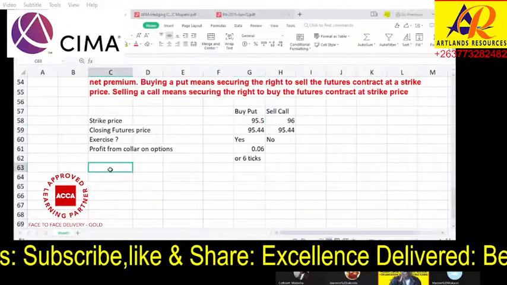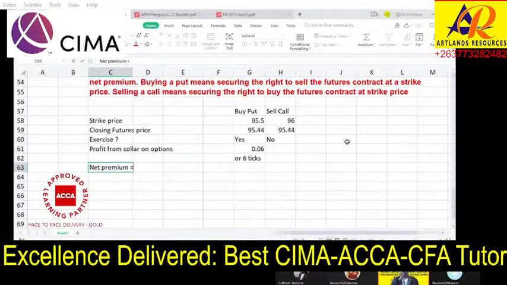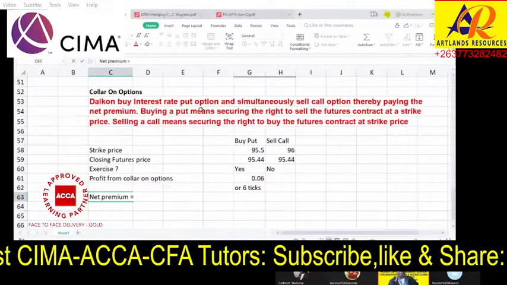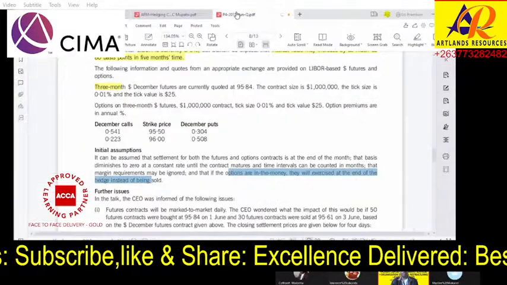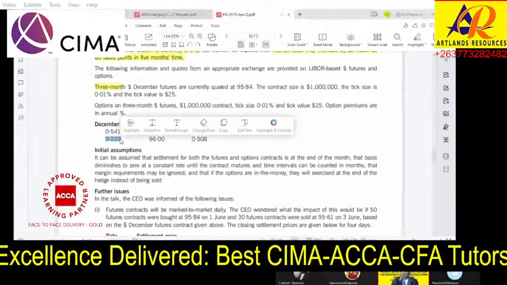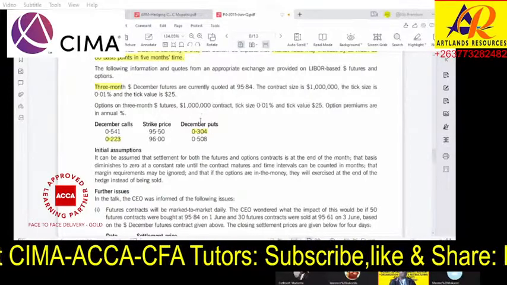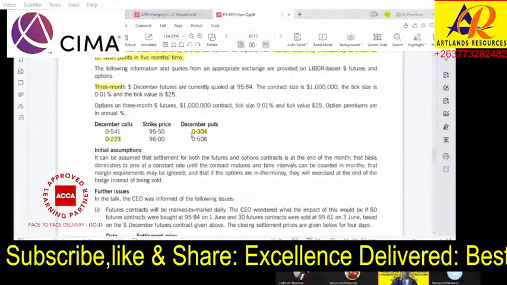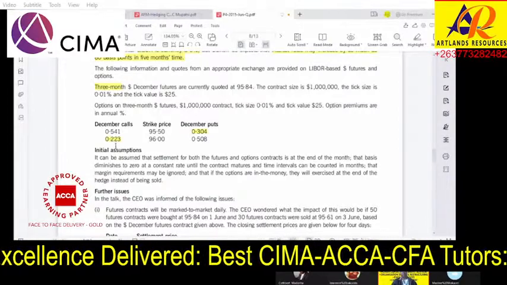So you can now see quite a lot of things there. Then you can now say net premium, because this time you can see from the information shaded in red that Daikon buys interest rate put options and simultaneously sells a call option, thereby paying the net premium. So if I come to the option table here, the put option is at this premium and the call option is at this premium. Remember, call is at 96, put is at 95. I am buying a put and selling a call, meaning the premium on the put I am paying, but the premium on the call I am receiving because I'm selling a call.